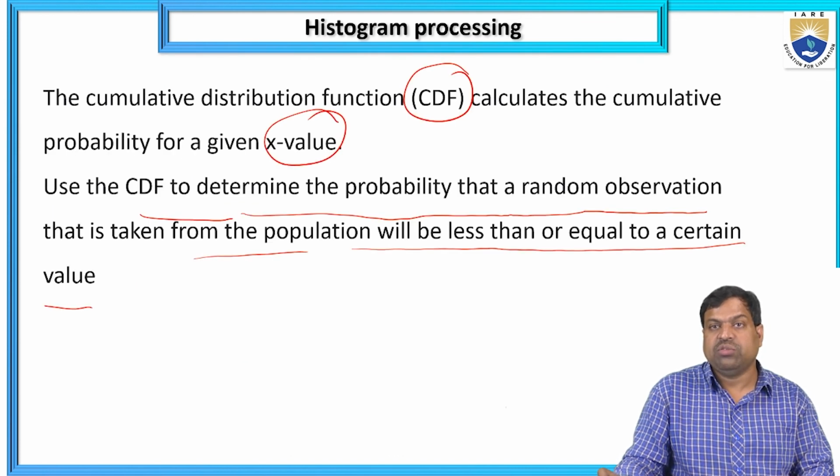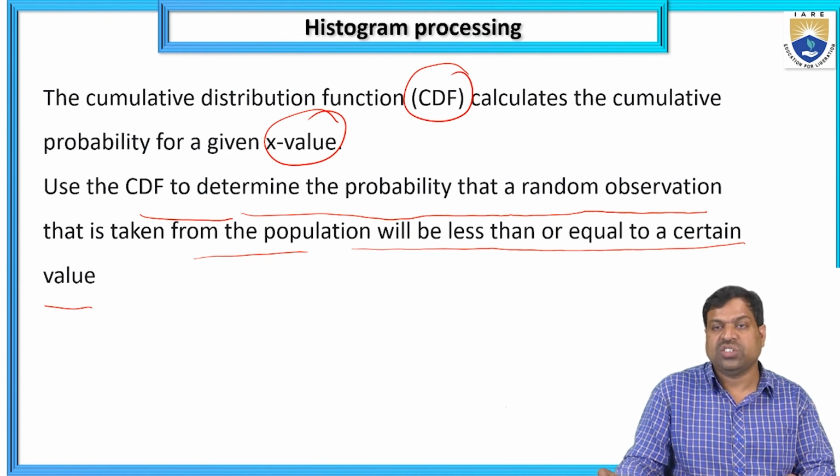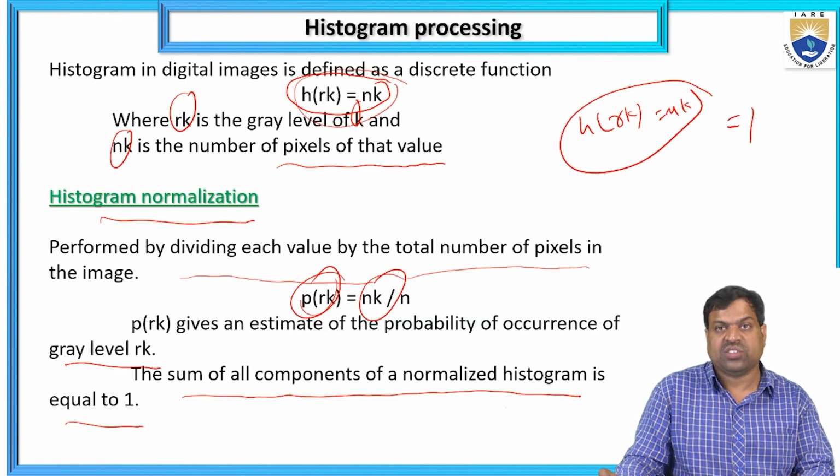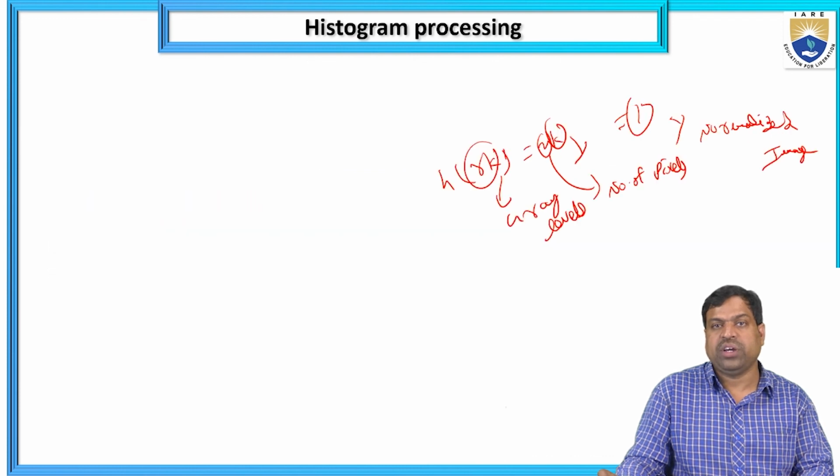The cumulative distribution function calculates the cumulative probability for a given x value. It determines the probability that a random observation taken from the population will be less than or equal to a certain value. This is the formula for the discrete function of the histogram of a digital image: h(Rk) = Nk. Here Rk is the gray level, k is a constant, and N is the number of pixels of the image. So histogram normalization is p(Rk) = Nk/N.